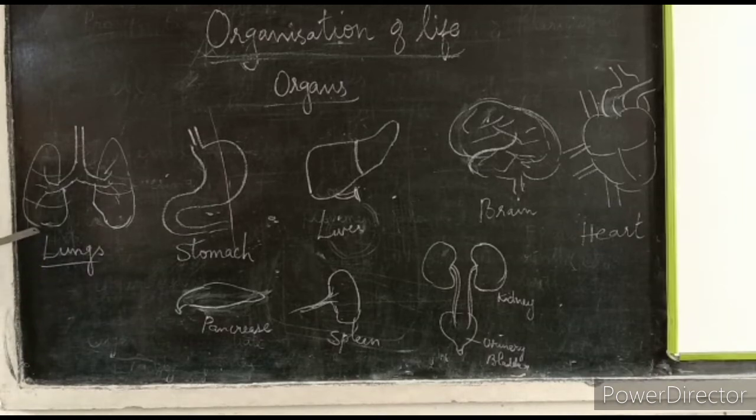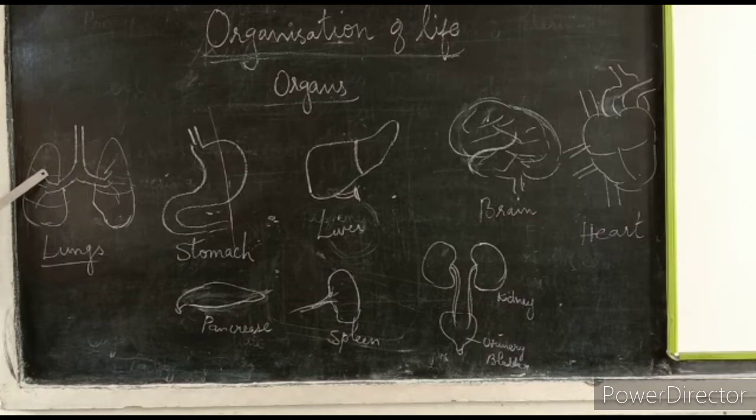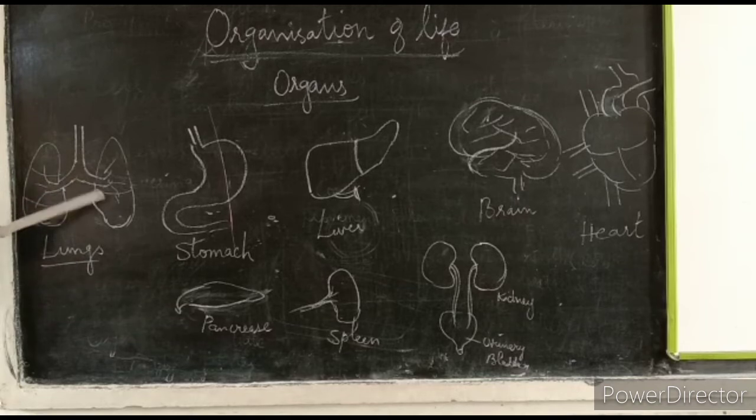Here the lungs. We have lungs. That is, lungs are present in the rib cage. Do you know what is the rib cage? This is known as the chest box. Lungs are present inside the chest box.